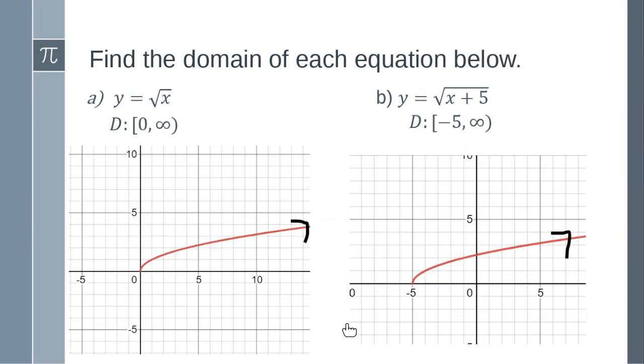If we were to graph these so you can see what we're talking about, on A, we have a graph that starts at 0 and goes forever to the right. Again, this is my domain. It's telling me all the x values that this graph has. And on this one here, I start at -5, and it's going forever to the right. So the domain is telling me all the x values that the graph has. All right, let's move forward.